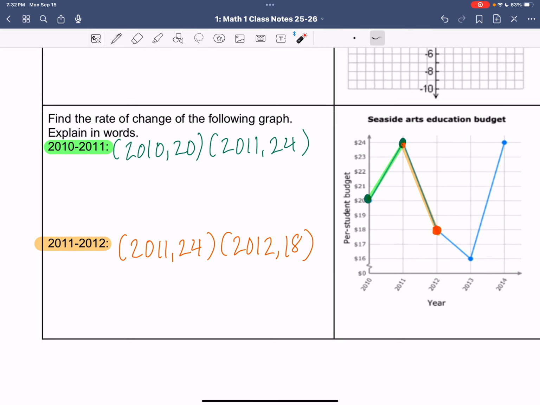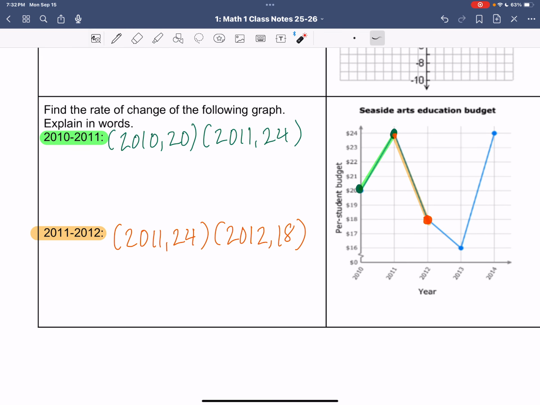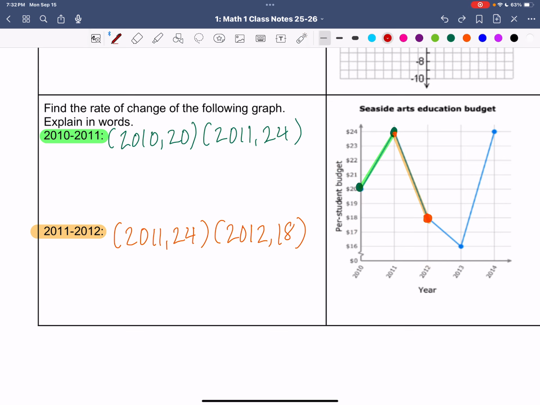All right, now here is to look at different parts of the graph. So it says, find the rate of change for the following graph, explain it in words. Well, I've got it set up for you, but you're going to finish this. But if you notice, it's student budget per year. So when you're looking at this, if these are your X's, and this is your Y, so we know that your Y is student budget and your X is year. So that's going to help you is it's the per student budget for every year.